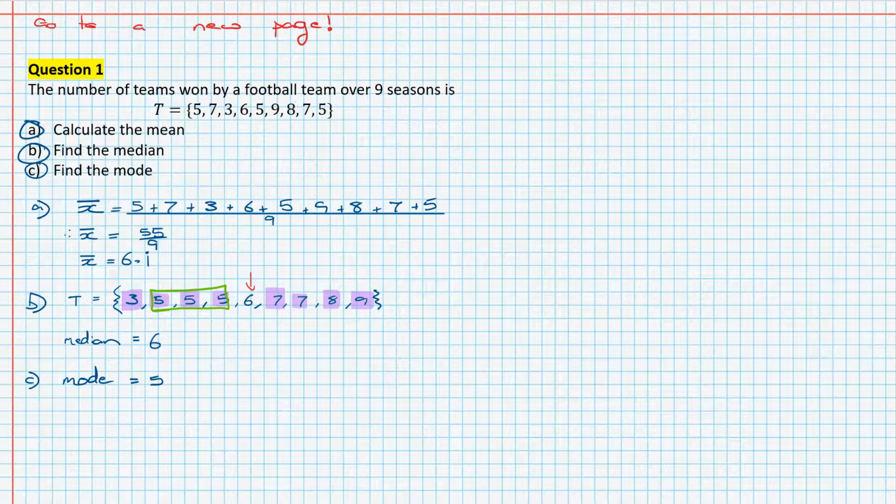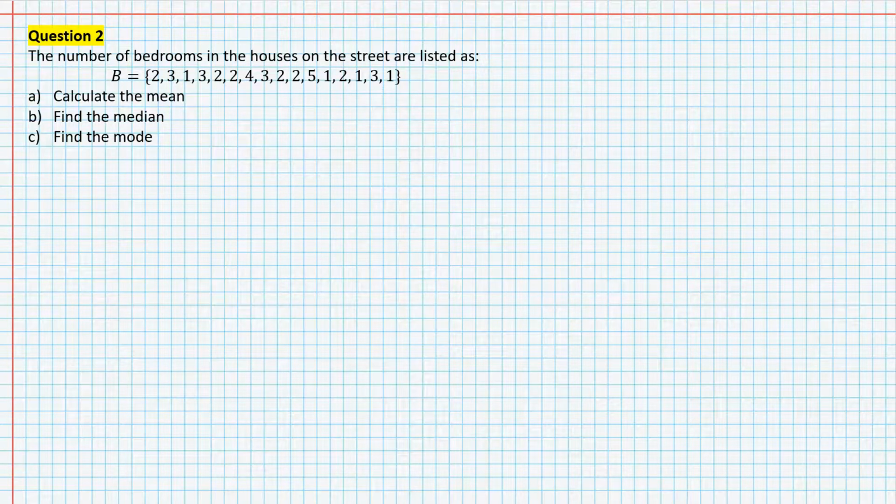Alright, let's have a look at another question. So same idea, but different data set. The number of bedrooms in the houses on the street are listed as 2 3 1 3 2 2 4 3 2 2 5 1 2 1 3 1. Part A, calculate the mean.